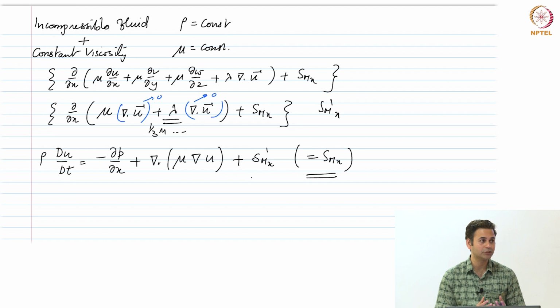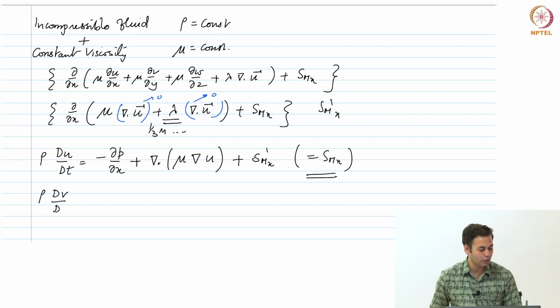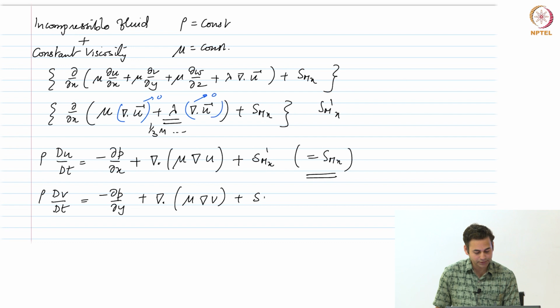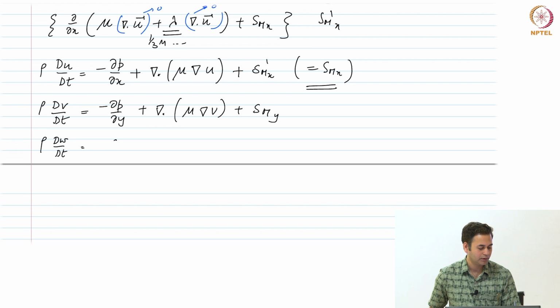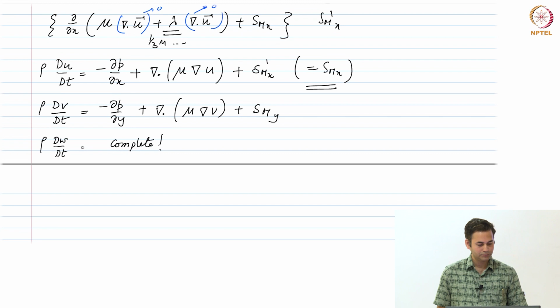Now if you tell me what would be the equation for rho dou v dou t, what would that be? Minus partial p partial y, right, plus del dot mu times grad v plus SMY. Of course, you can complete the rho dw dt equation yourself. Fine.